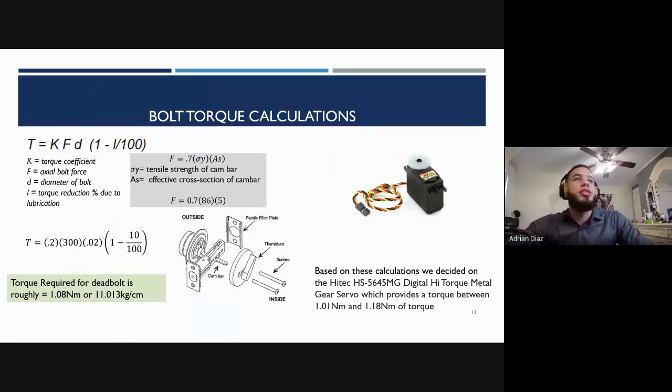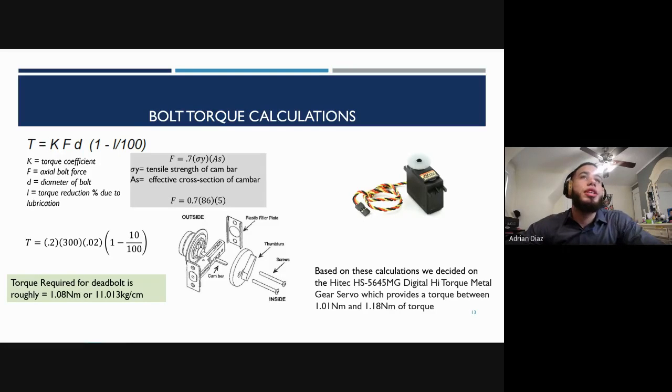Before even buying the materials and modules for the design, we had to first make the calculations in order to ascertain the necessary requirements. Here we have the calculations for the necessary torque to turn the deadbolt lock. In the first equation, torque is equal to the torque coefficient times the axial bolt force times the diameter of the deadbolt.